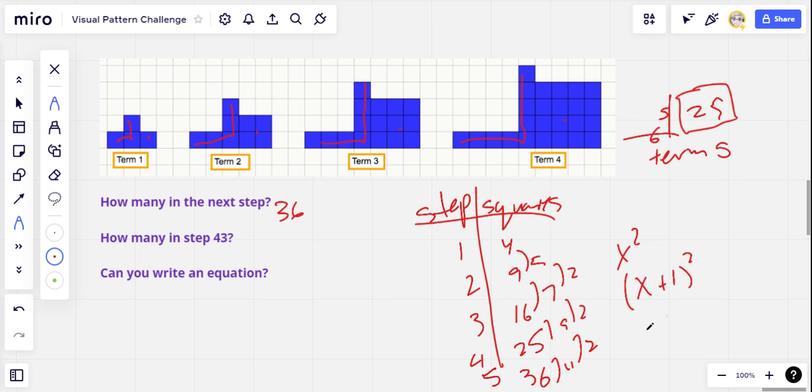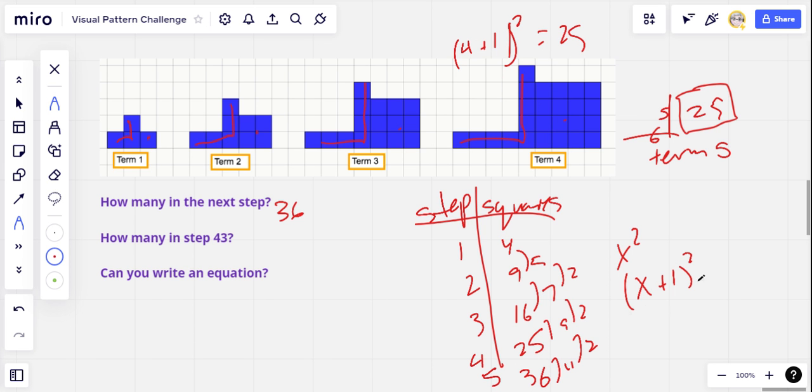And I'll show you that this works. Let's just do it with step 4 here. We would put 4 plus 1 and square it. 4 plus 1 is 5. You square that, you get 25. And that's how many there are in step 4. You can try that out with any of these terms that you like, and it should work out.